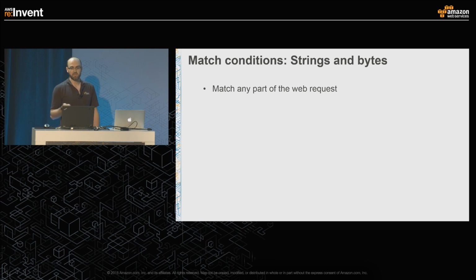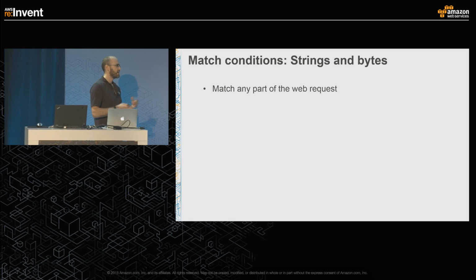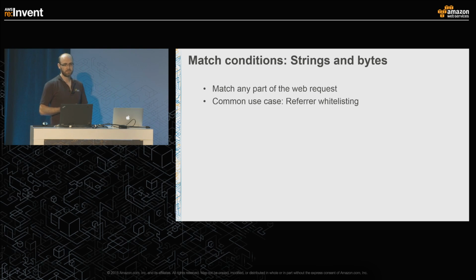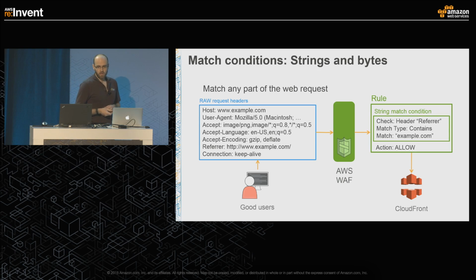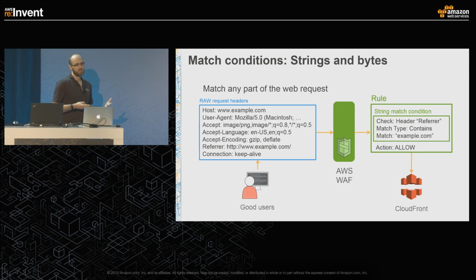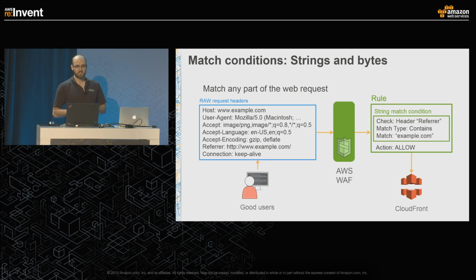And just as a simple example, I'll walk you through a common use case for customers that want to protect their content from hot linking. They frequently use referer checking for that, and that's something that you can do with a string match condition. And the way that works is you've got good users out there who are using regular browsers, all of the usual suspects, and those browsers follow the RFC, which specifies how this referer header should behave.